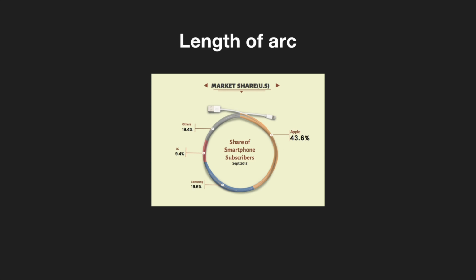The length of a colored arc of the cable represents the percent of market share. This length encoding allows the audience to easily notice which smartphone manufacturer has the biggest market share. According to this display, Apple has the largest share, which indicates that there are more iPhone users than any other smartphones in the States.